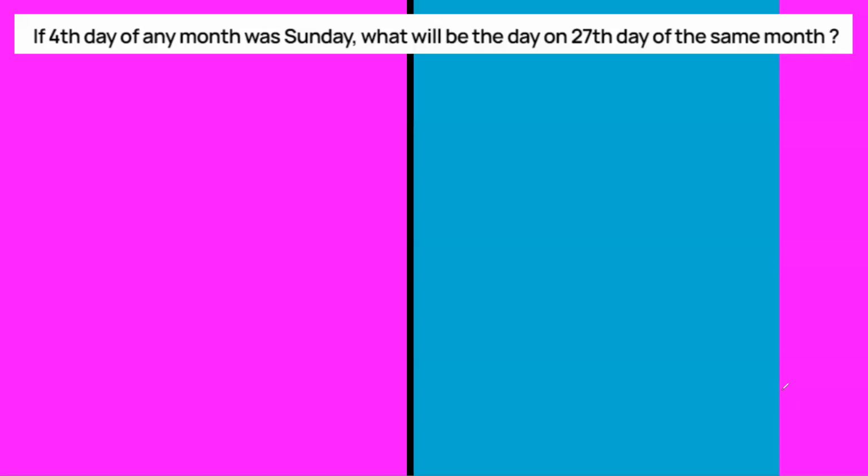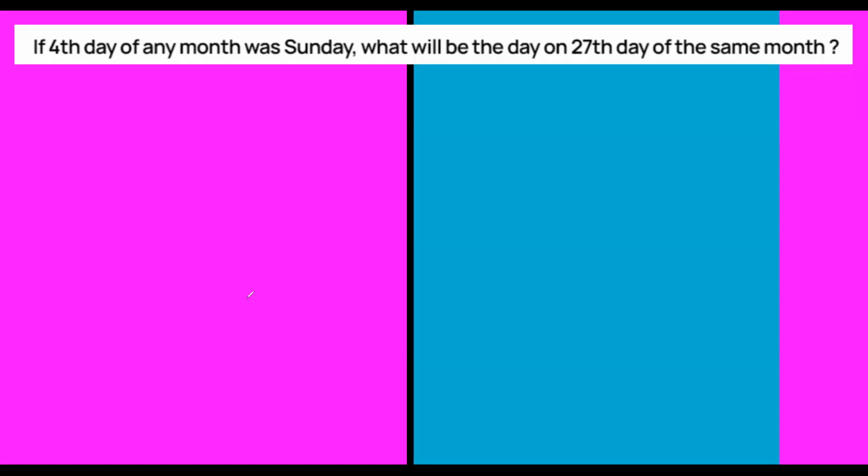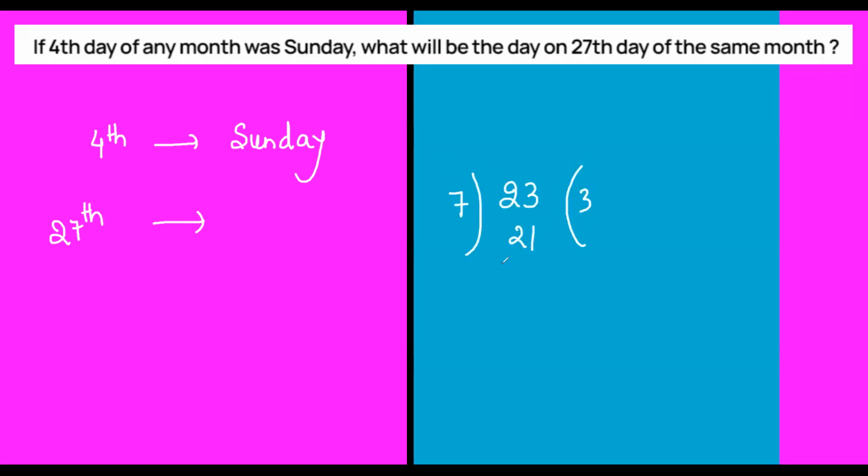So you see here it is given that the fourth day of any month was Sunday. So the fourth is Sunday and you have to find the 27th. So just find the difference. 27 minus 4 is 23. Divide by 7. So how much is the odd number of days? 2. So Sunday plus 2, that means Tuesday. And we are done with the answer. We don't have to do anything.